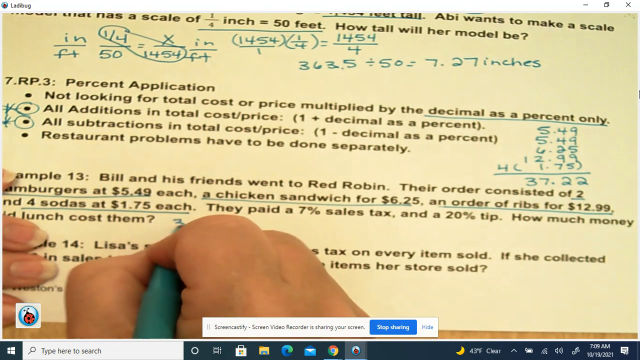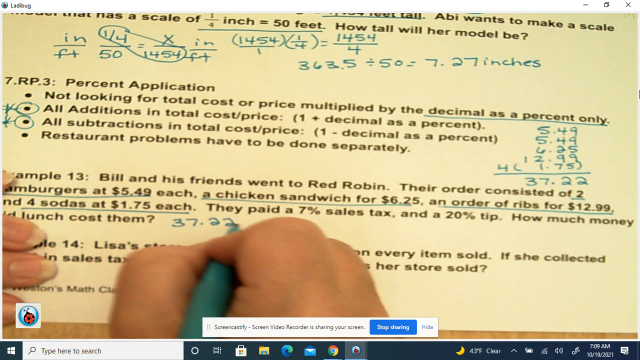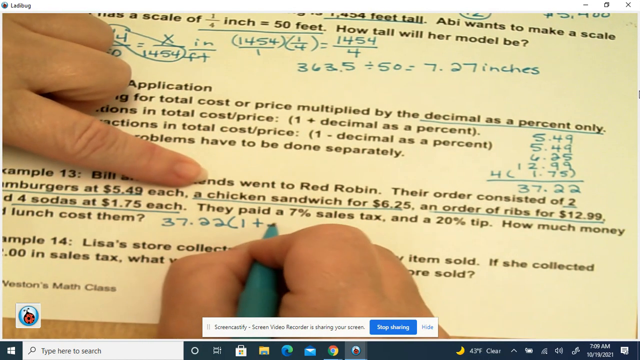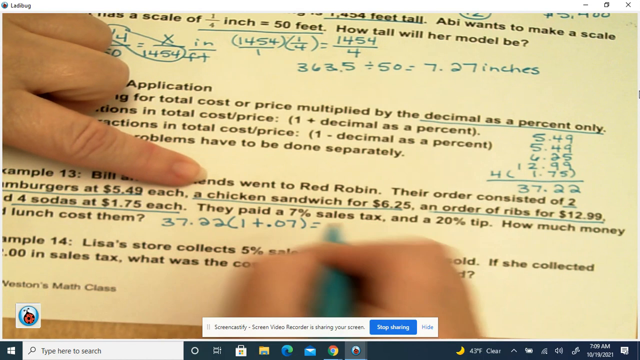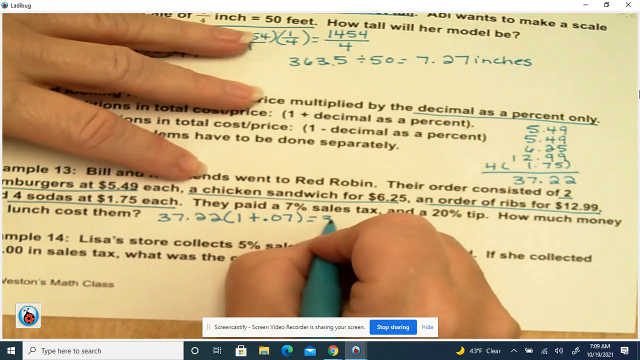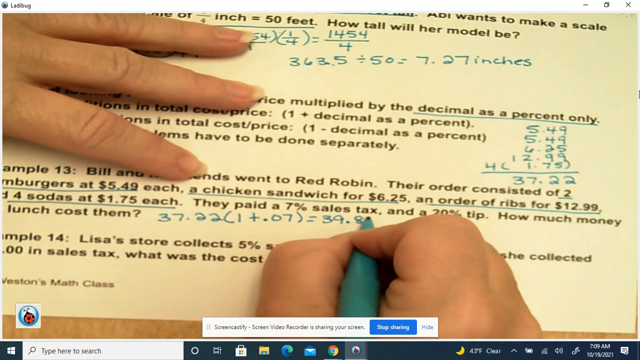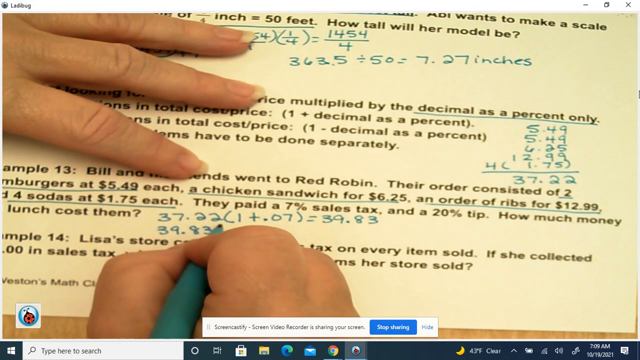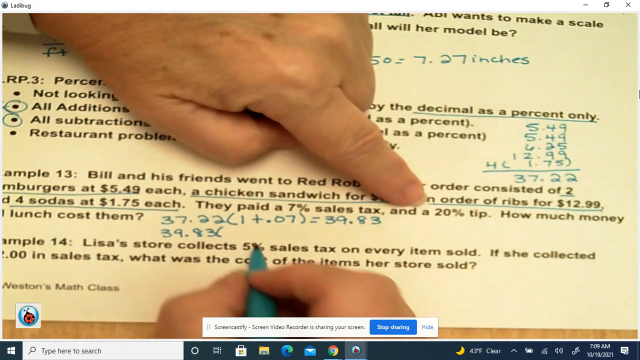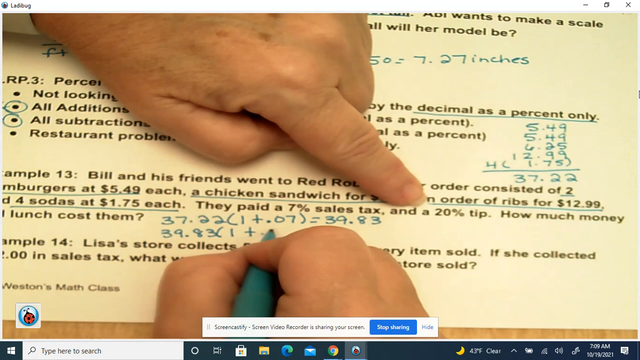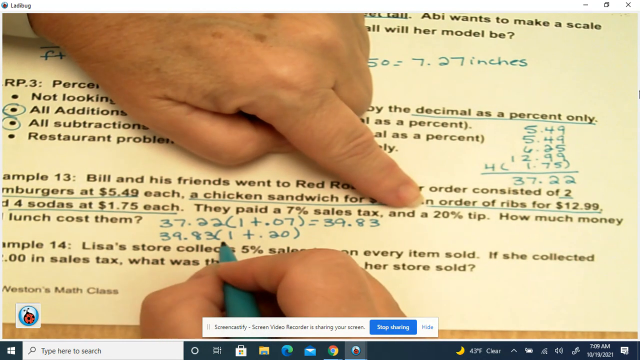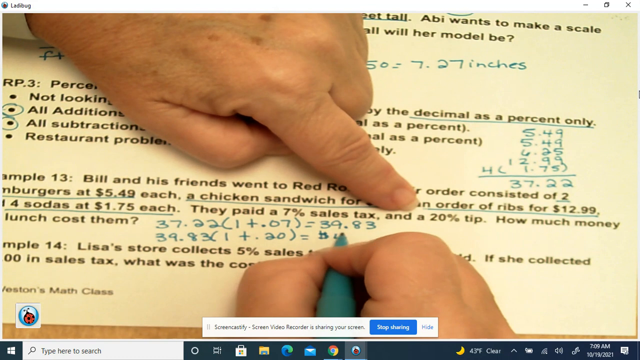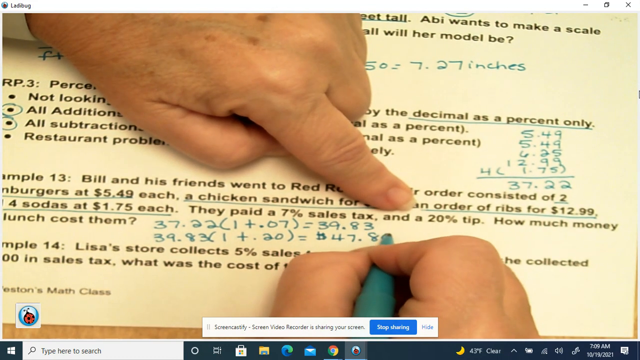And remember, the first thing we need to do is find the tax. So we take our amount, which is 37.22, and we're looking for the total cost. So it's going to be 1 plus 0.07, and when you multiply those, you get 39.83. Bring down your 39.83. And we're doing the tip, which is 20%. That is also an addition. So we're going to multiply by 1 plus 0.20. And the total bill is going to be $47.80.